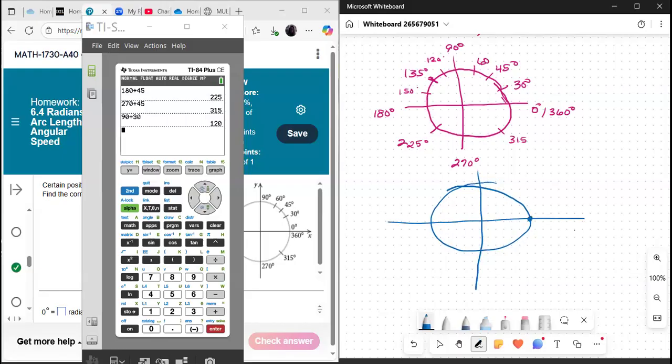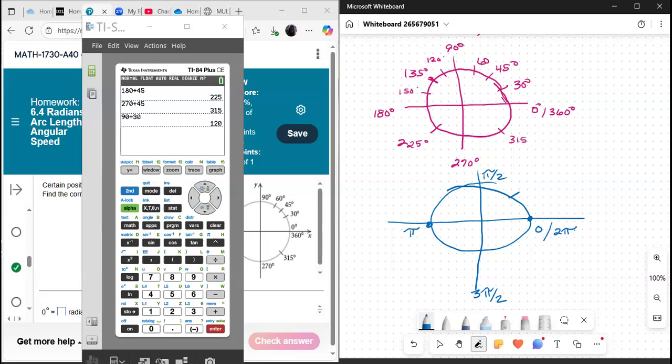So starting here, we have 0 radians, or in a complete rotation is 2 pi radians. Remember, pi is equal to 180 degrees. Then we can split it in half. We have 1/2 pi and 3/2 pi. So we see that 1/2 pi is equal to 90 degrees, and pi is equal to 180 degrees.